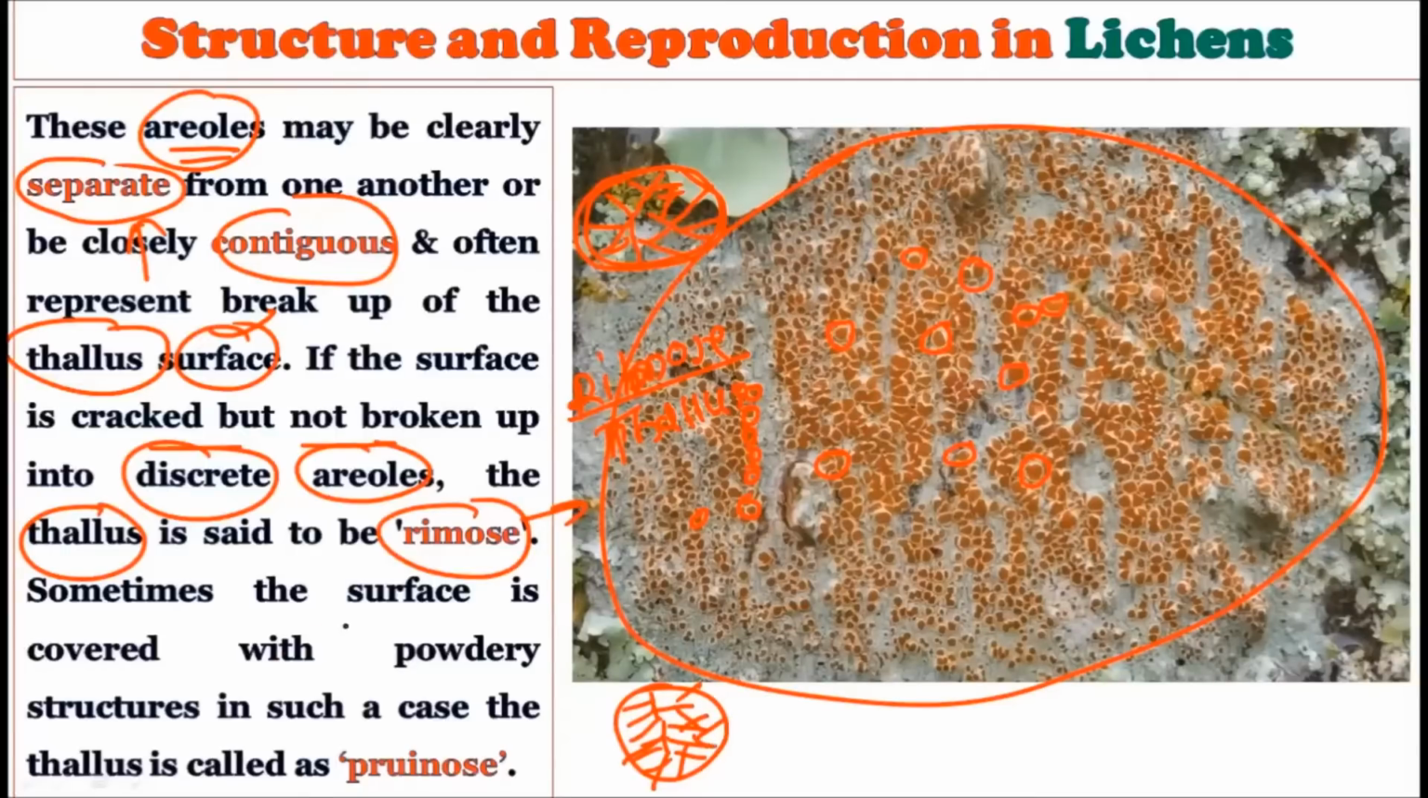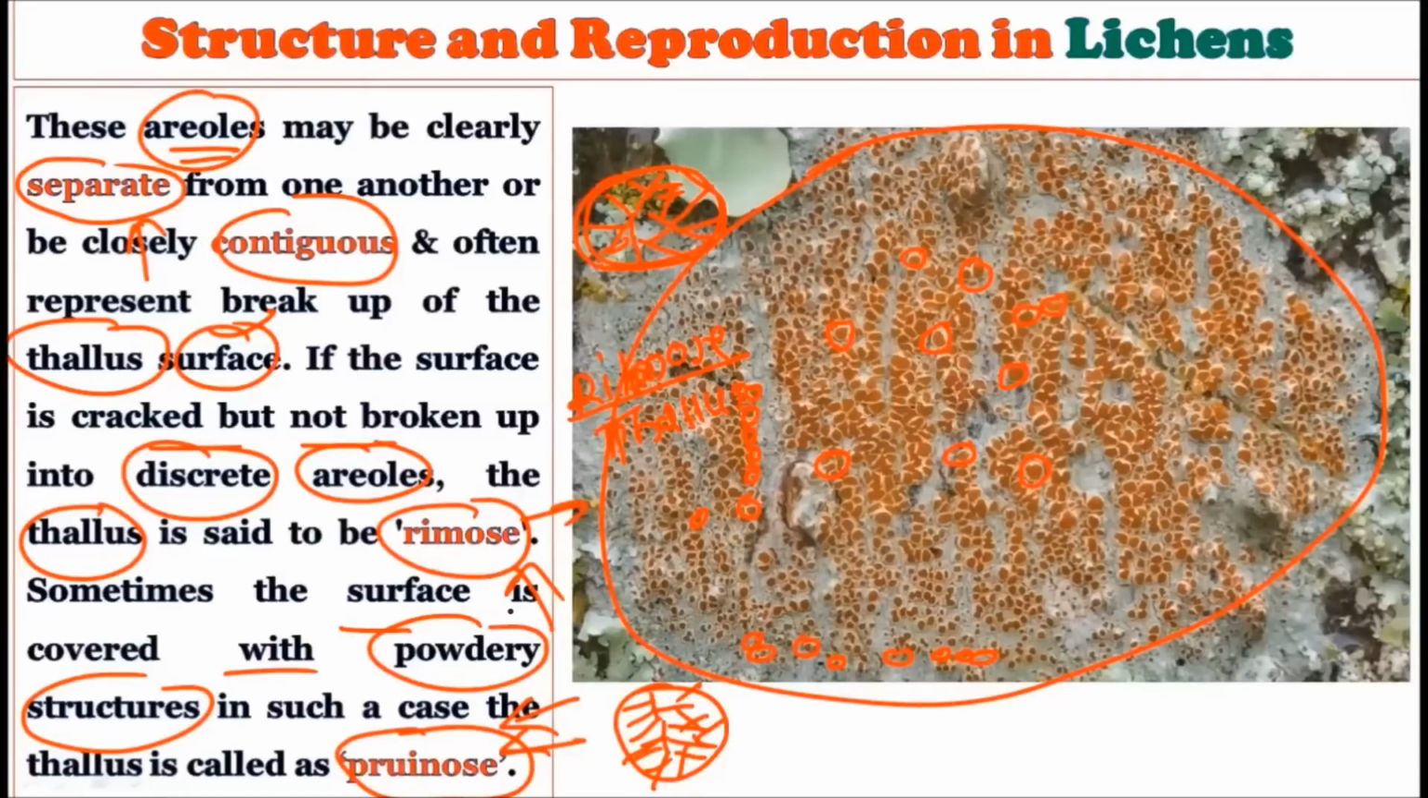Now sometimes the surface is covered with a powdery structure. There are so many small cracks that they look like a powdery structure. You can observe in this particular picture that they look powdery. In such a condition, the thallus is called the prunose thallus. So a lichen thallus can be considered a rhimose thallus or a prunose thallus. Rhimose is when the thallus shows cracking but not complete separation, and prunose is when it shows powdery structures on its surface.